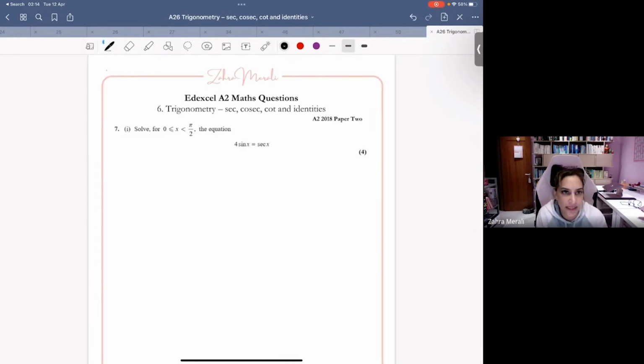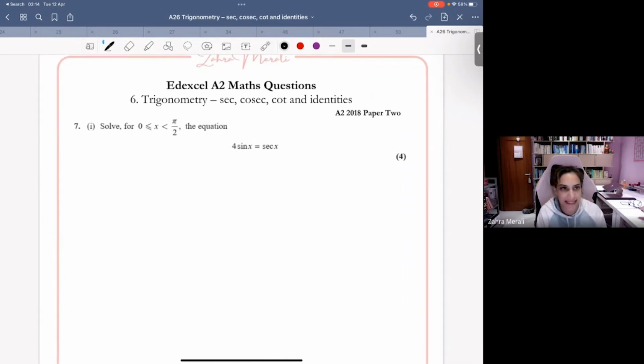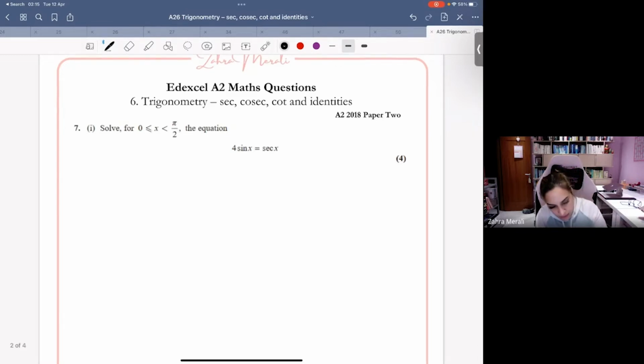The first one here was from 2018, and we've got 4 sine x equals sec x. Okay, so first of all, generally, if you're unsure, you're going to change everything into sine and cos. So we know that sec x is the same as 1 over cos x. So we're going to have 4 sine x equals 1 over cos x. And so we're going to get 4 sine x, multiply that up, cos x equals 1.